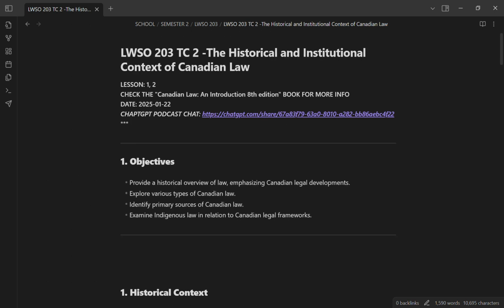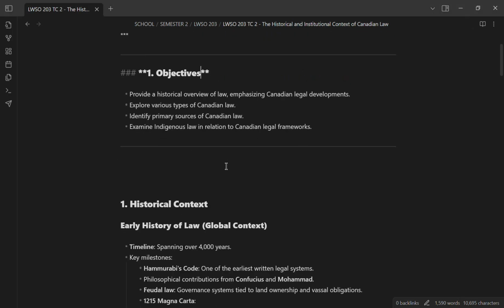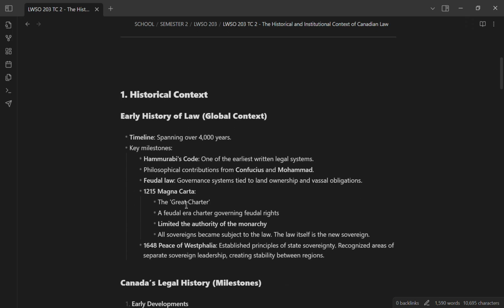Okay, let's get into it, right? We're looking at the historical and institutional context of Canadian law. So we're going to be looking at an overview of law, exploring different types of law, identifying primary sources of law, Canadian legal history, etc., etc. Early context for law generally.